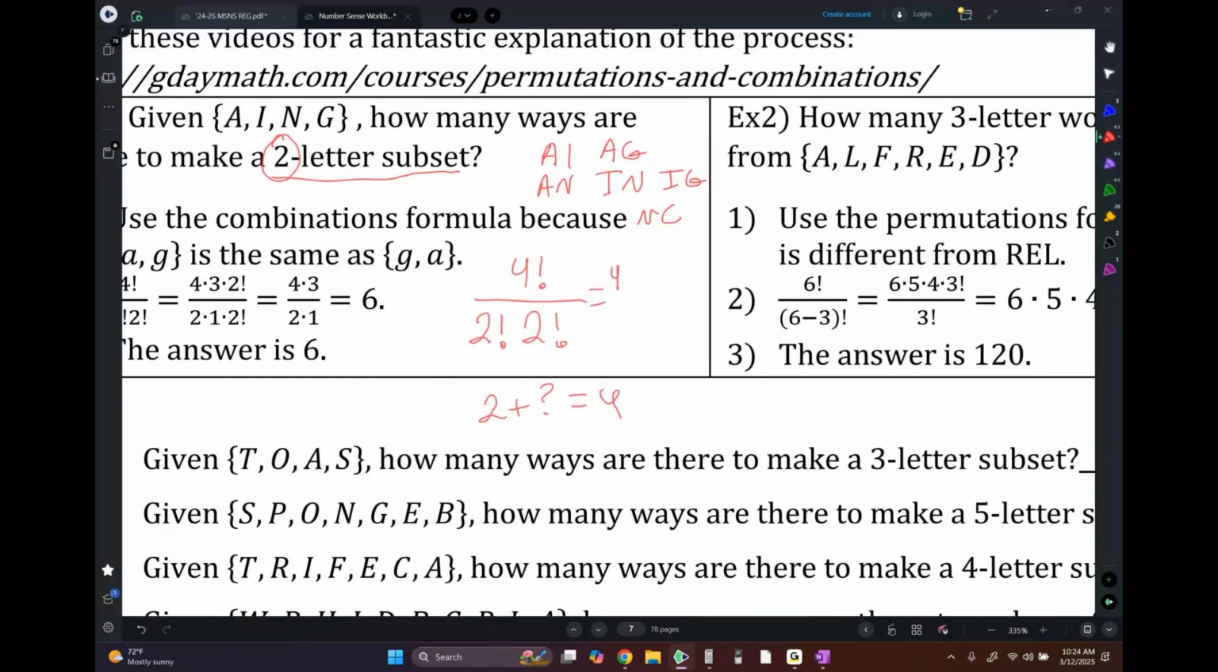4 times 3 times 2 factorial divided by 2 factorial. I'm writing it this way so that I can cancel the 2 factorials, right? 2 factorial divided by 2 factorial is 1. So this cancels and makes 1. So now I'm left with 4 times 3 over 2 times 1, which is 6. And there's 6. There's the 6, right? 1, 2, 3, 4, 5, 6. There's the 6 that I was talking about. All right?